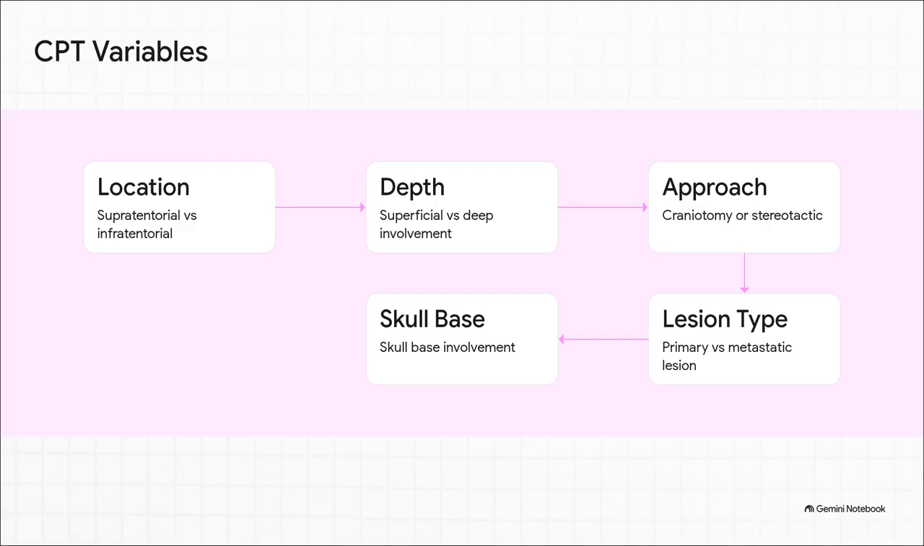Fourth, you must verify the lesion type. Was the target a primary tumor or a metastatic lesion? And finally, check for skull base involvement. Surgery near the complex floor of the skull requires massive multidisciplinary effort, highly specific approaches, and often reconstructive grafts. That pulls from an entirely different and highly complex set of CPT codes. Extracting these 5 variables is your literal key to unlocking the correct procedural code.